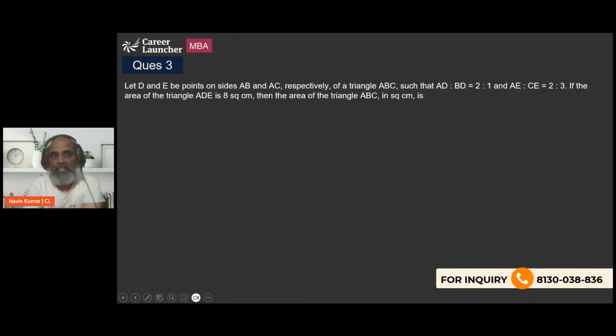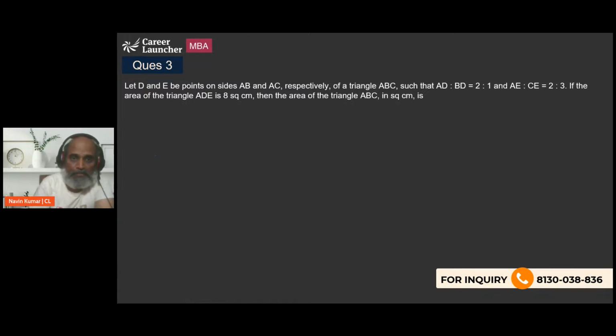Third question. Let D and E be points on sides AB and AC respectively of a triangle ABC such that AD is to BD is 2 is to 1 and AE is to EC is 2 is to 3. If the area of the triangle ADE is 8 centimeters square, then the area of the triangle ABC would be how much?